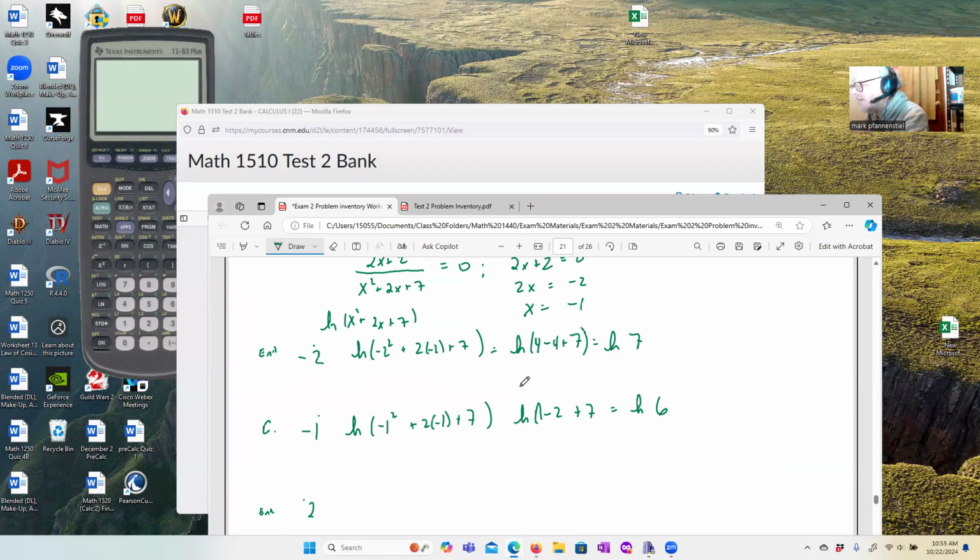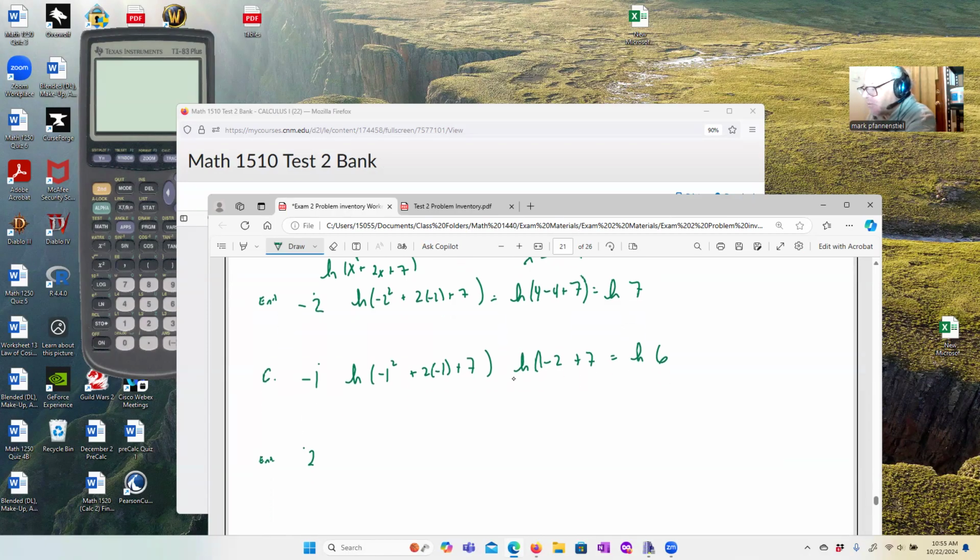I don't know what the natural log of 7 is or the natural log of 6, but I do know that the natural log of 7 is a bigger number than the natural log of 6. Let's plug in 2. We have natural log of 2 squared plus 2 times 2 plus 7, which is the natural log of 4 plus 4 plus 7, which is 8 plus 7. That's the natural log of 15. Again, I don't know what these numbers are, but I do know that natural log of 15 is bigger than the natural log of 7, which is bigger than natural log of 6, so natural log of 6 is my absolute min.